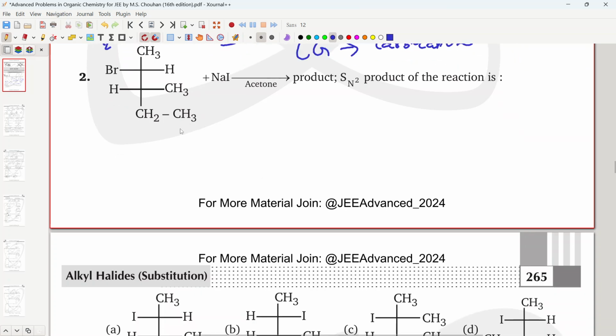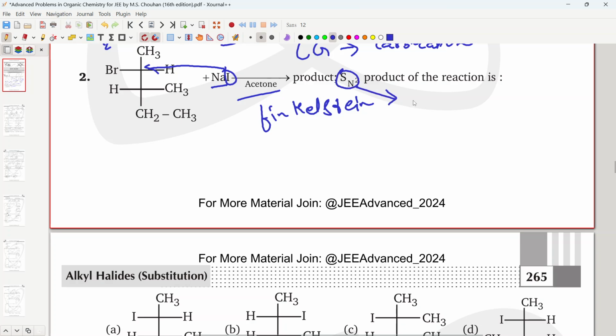Now we have an SN2 question. Here sodium iodide with acetone is reacting. So this is the Finkelstein reaction. In the Finkelstein reaction, the iodide replaces the other halogens. Here in this case, it's Br. And this is an SN2.